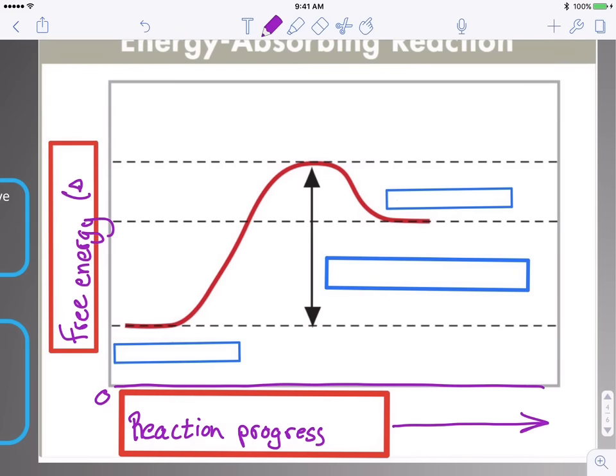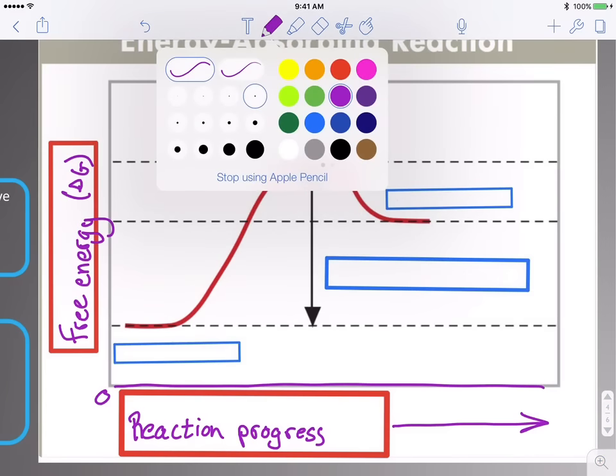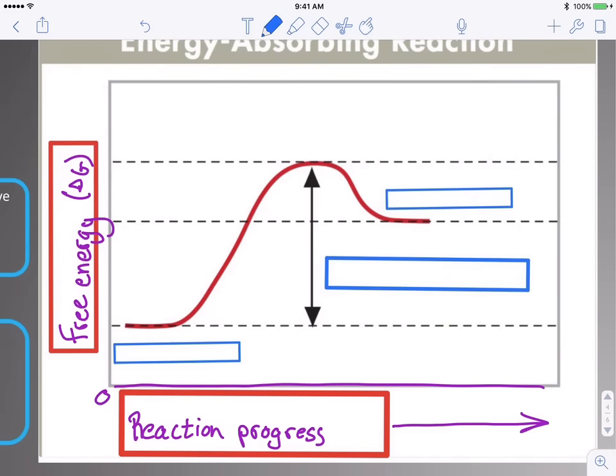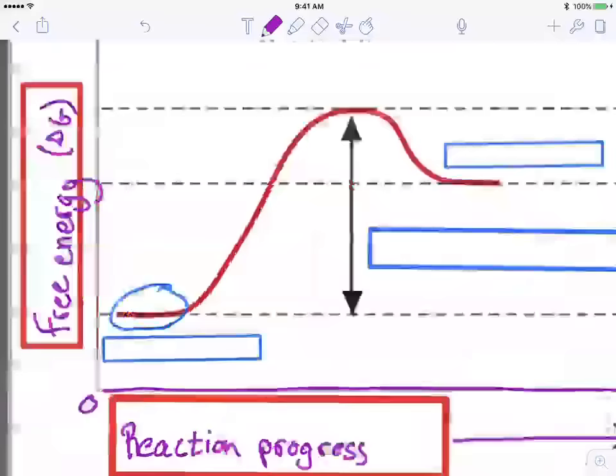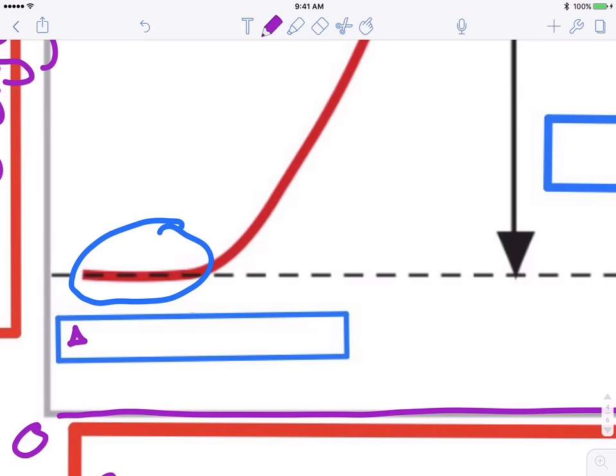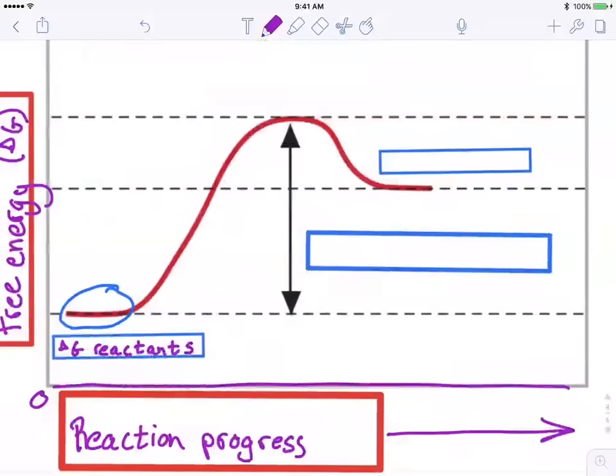And you guys know this as delta G, okay? So we have free energy versus reaction progress. What we're going to be looking at to start with right here is the energy of the reactants. So you can put delta G reactants. That's exactly what that is. It's smaller for you guys. So that box will always be the free energy of the reactants.